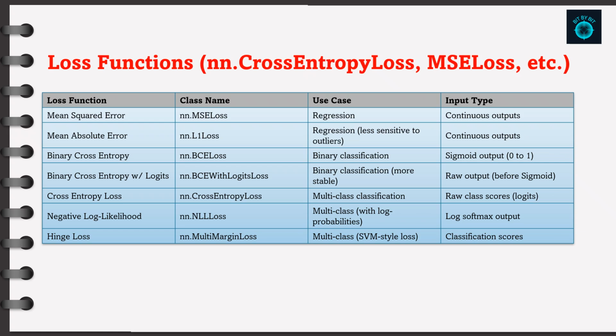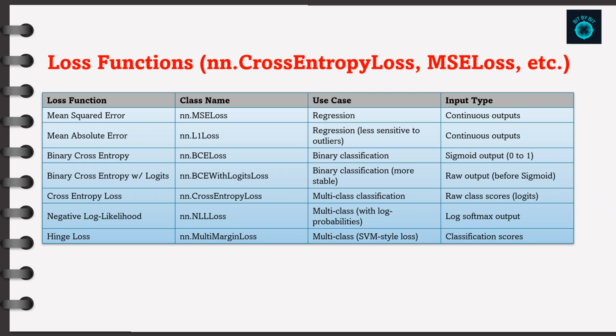nn.MSELoss, or mean squared error, is used in regression problems where the target values are continuous numbers. It measures the squared difference between predicted and true values. nn.L1Loss, or mean absolute error, is also used for regression. It's less sensitive to outliers because it takes the absolute difference rather than the square.